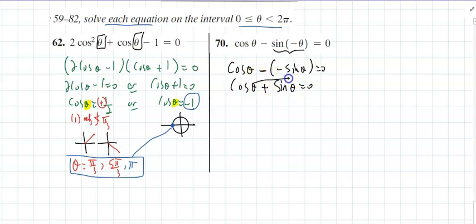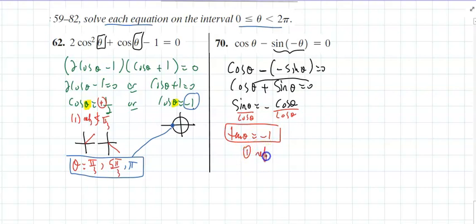Guessing is very hard. If I manipulate the problem just a bit and divide both of those by cosine, not your traditional techniques, I'll get tan of theta equals -1. Guess what? I know exactly where that happens. 1, the reference angle will be pi over 4.